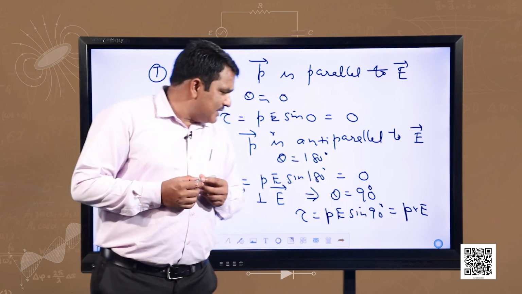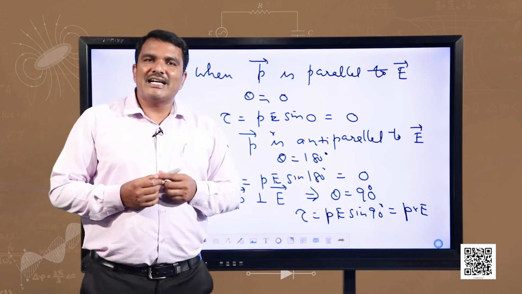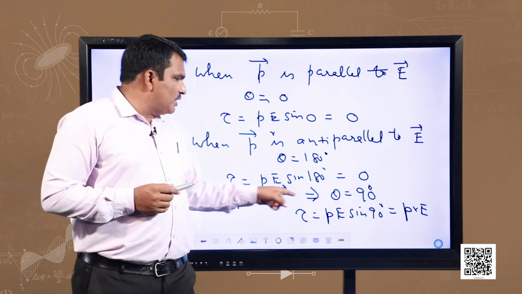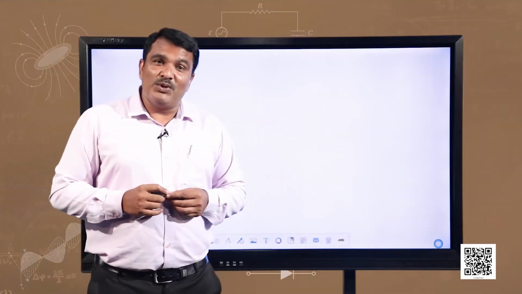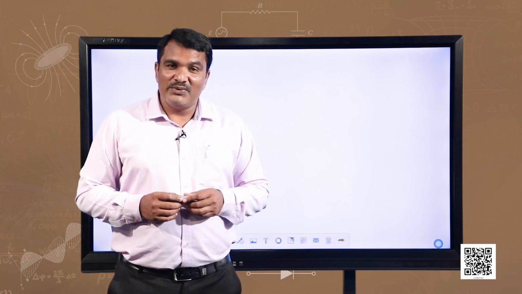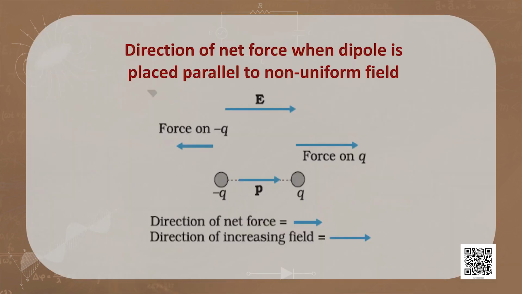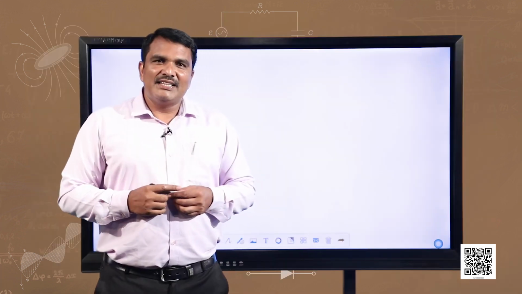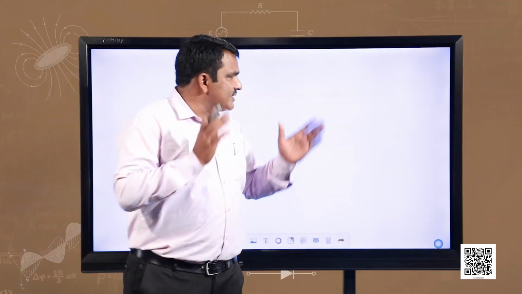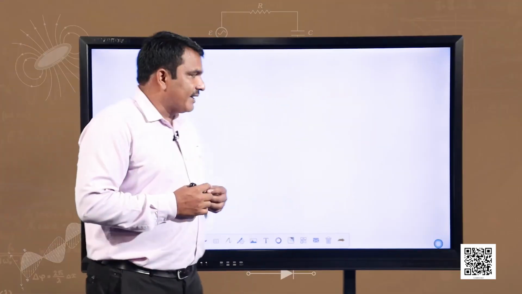Hence, we can observe that an electric dipole experiences maximum torque when it is placed perpendicular to electric field. Can you depict the orientation of dipole in these three situations? Now, see what happens if the field is non-uniform. In that case, the net force will evidently be non-zero. Let us explain it with the help of a diagram.